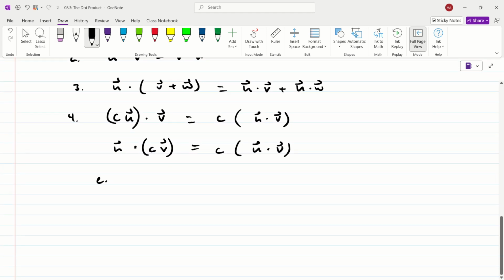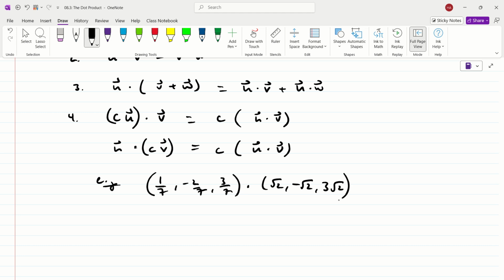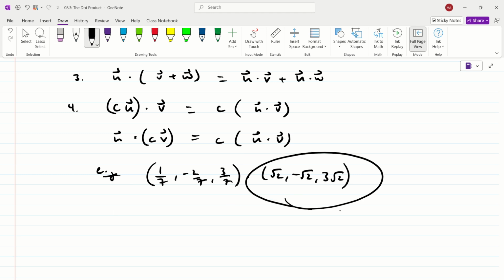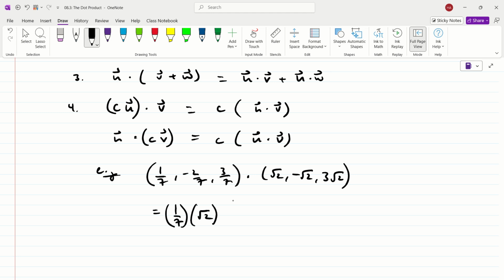So as an example of this, consider if we had to take the dot product of, let's say, 1 over 7, negative 2 over 7, 3 over 7, with square root of 2, negative square root of 2, and 3 square root of 2. This first vector is like the vector 1, negative 2, 3 if I were to multiply this vector with the scalar 1/7. This vector radical 2, negative radical 2, 3 radical 2 is like the vector 1, negative 1, 3 if I were to multiply it by the scalar radical 2. From this first vector, I'm going to factor out a 1 over 7. From the second vector, I'm going to factor out a radical 2. And left behind, I have the vector 1, negative 2, 3 dotted with 1, negative 1, 3.